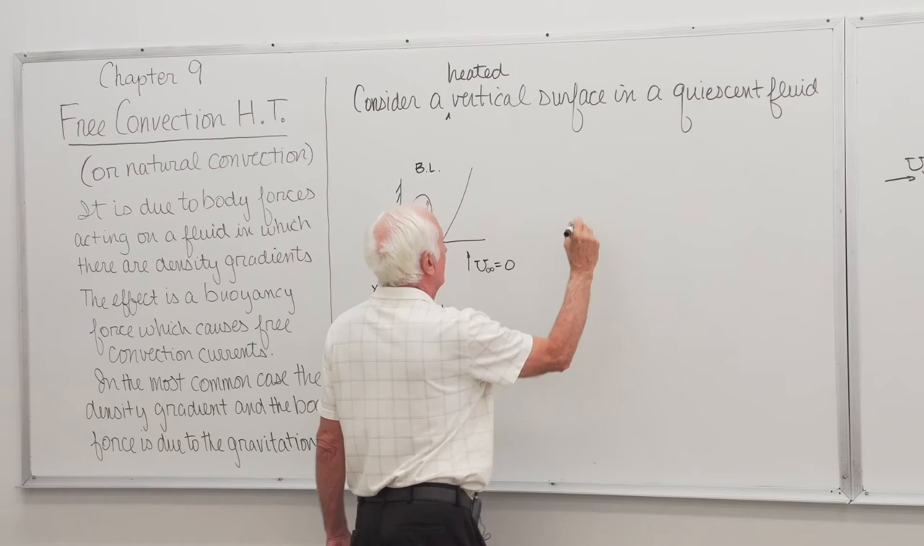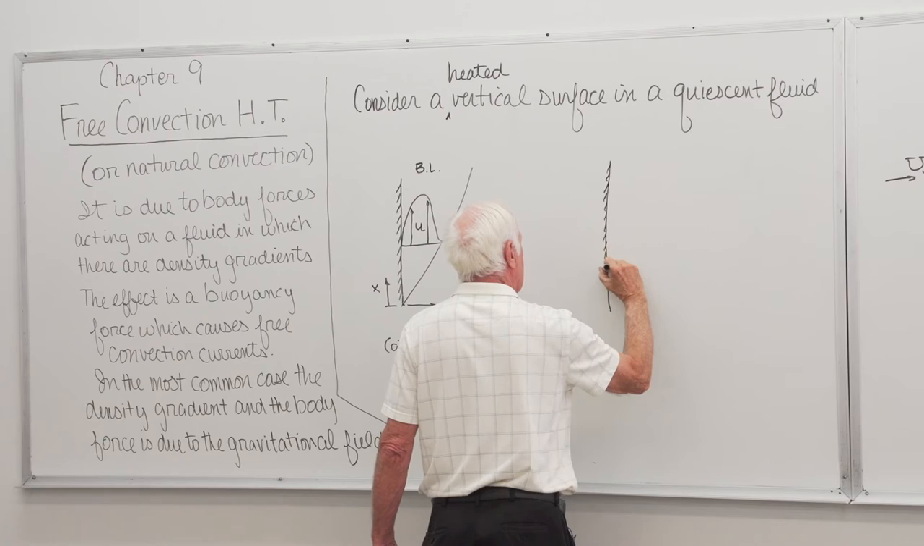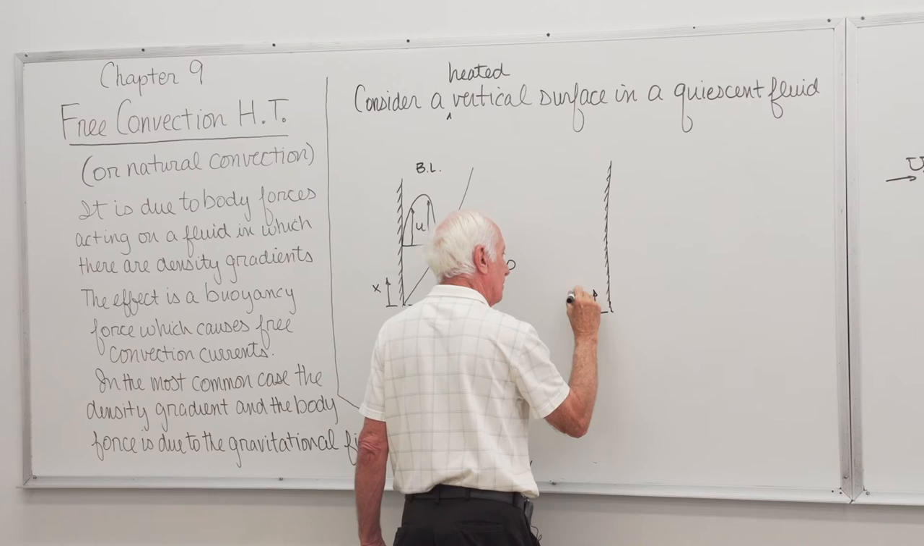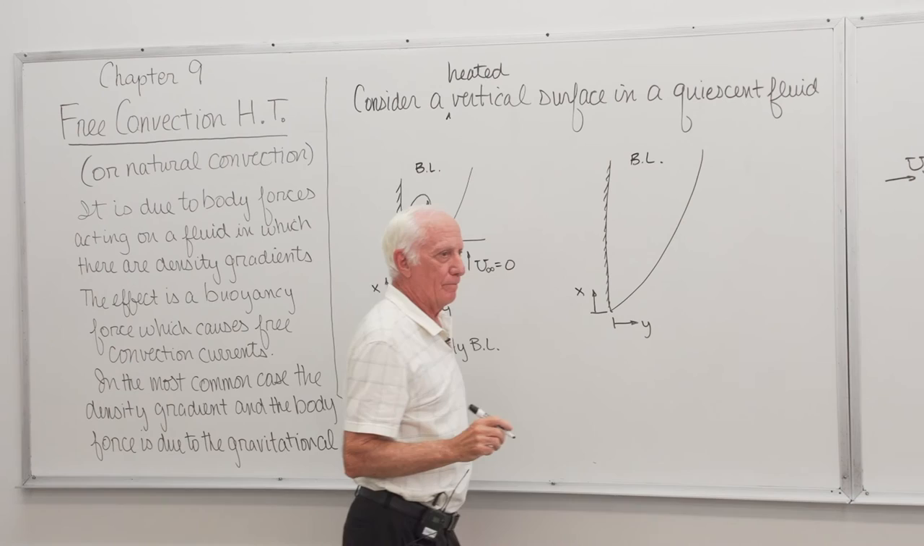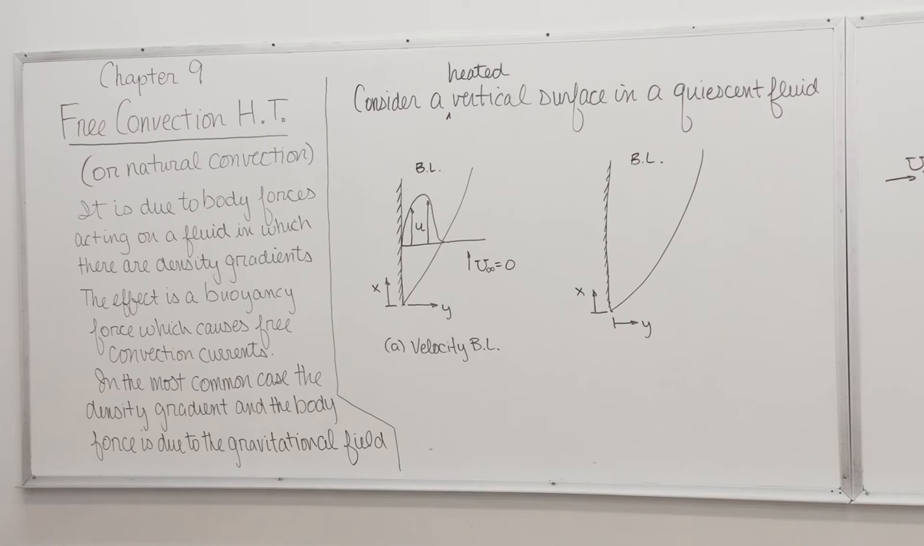Now we'll look at what's going on for the temperature boundary layer. Again, we're measuring x along the plate. We're measuring y normal to the plate. We get the temperature boundary layer, officially called the thermal boundary layer, but we abbreviate and call it the temperature boundary layer.